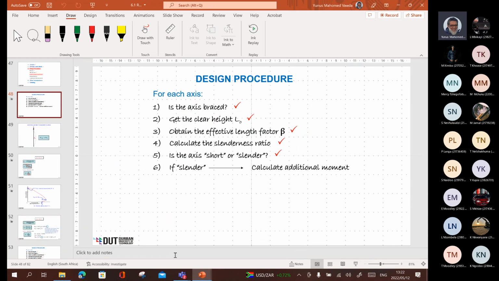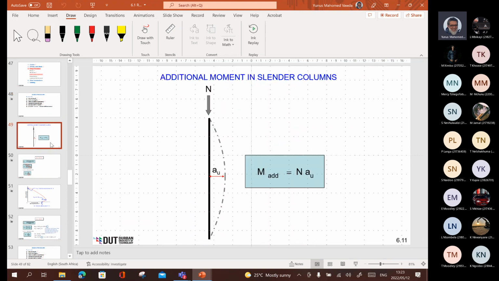So I'll jump back into Greg's PowerPoint presentation. For each axis, get the clear height, obtain the effective height, calculate the slenderness ratio. Is the axis short or slender? Calculate an additional moment. What is the additional moment? The additional moment is due to the buckling in the column.